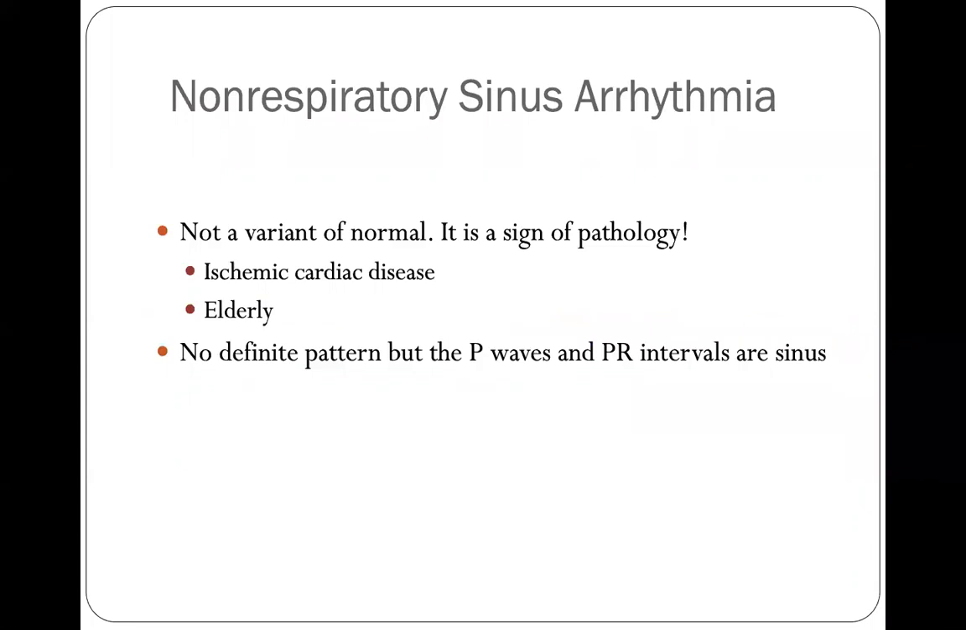The non-respiratory sinus arrhythmia is not normal, and it is a sign of pathology. Usually ischemic cardiac disease. It also can be normal in elderly because they are having a little bit of changes in their physiology and a little bit of damage in their heart as they get older. There's no definite pattern. The P waves and the PR intervals are still sinus, but there's no pattern to the speeding up and slowing down of the arrhythmia. And this is a sign of pathology. So it is important if they have an arrhythmia for you to determine if it's respiratory in nature or not.